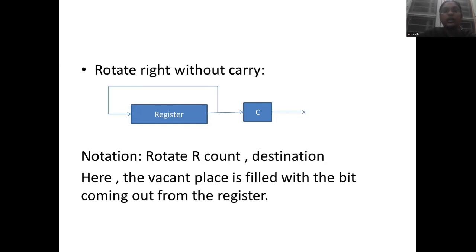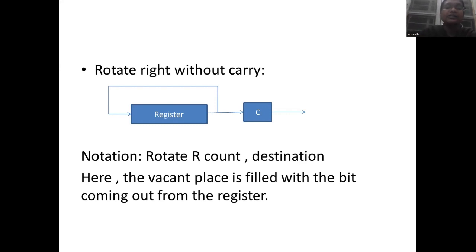When it comes to rotate right without carry, the notation is ROR count, destination. It makes sense that it is moving towards the right by rotating. Here the data that is coming out from the register is placed in the vacant space of the number. So we don't lose any data. As we have already seen, to overcome the data loss, we are using rotate operators.